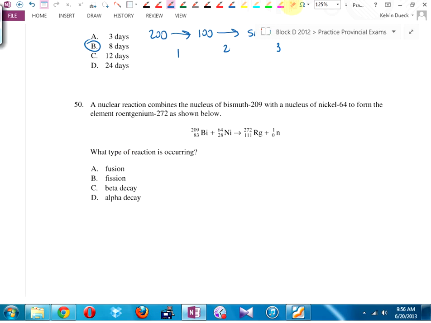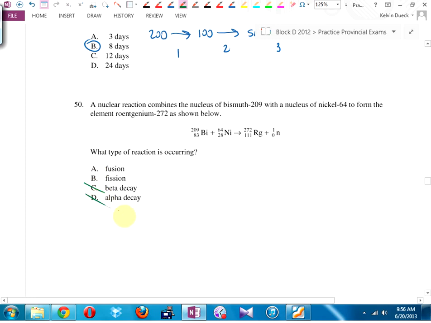Once again, here's a good example of a nuclear reaction balanced equation. And again, you'll notice 209 plus 64 does give you 273. And if you add 83 and 128, you will get 111. Now, what type of reaction is occurring here? What are we giving off? What's an N? Neutron. So it is not beta or alpha.